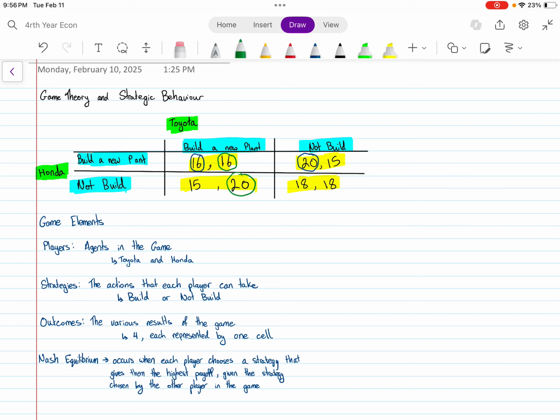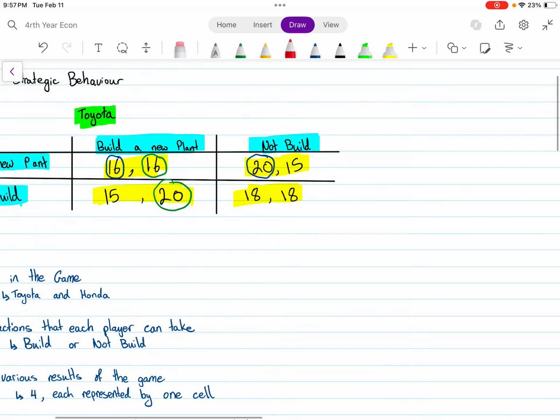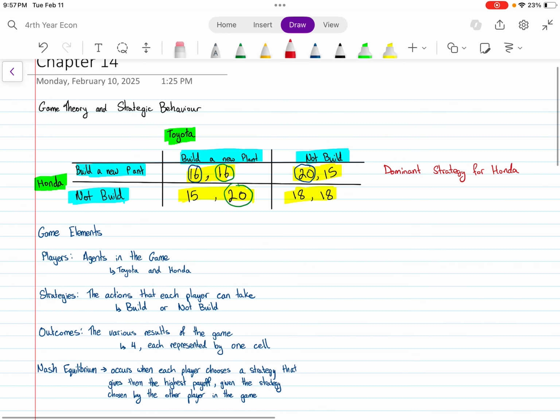So we can see that in this case, no matter what Toyota does, Honda is always going to build a new plant. So whether Toyota builds a new plant or not, Honda is always going to build a new plant. And as a result, we call this a dominant strategy. It's a dominant strategy for Honda, since it doesn't matter what Toyota is going to do, Honda will always build the new plant.